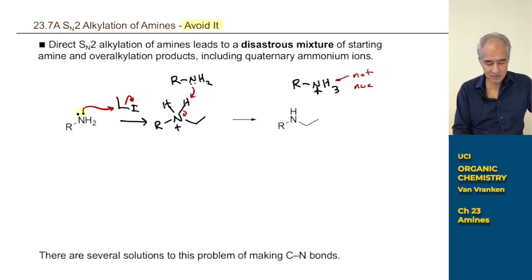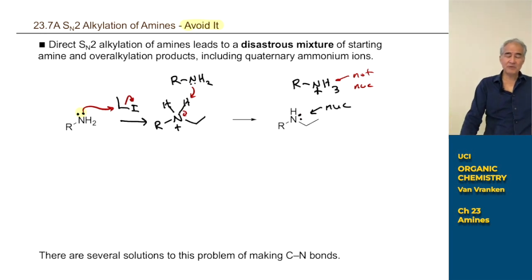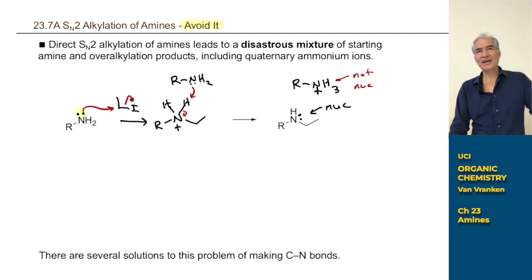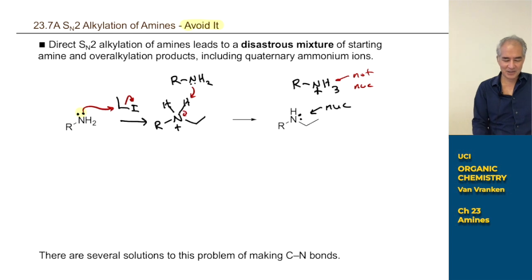But at the same time, you just unleashed your product, which has a lone pair on there. Let me just put that lone pair in black. That lone pair on your product is now ready for more nucleophilic reactions. Right? Even if you don't want to put a second ethyl group on that nitrogen, it's going to make a second bond to an ethyl group. So this is the problem. Let's go ahead and watch that.